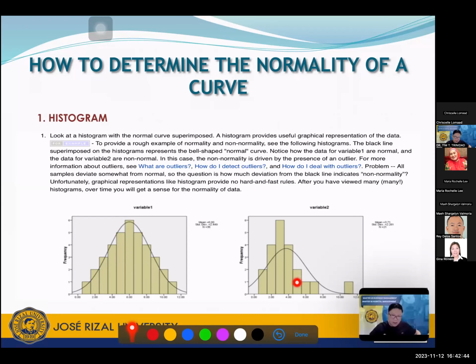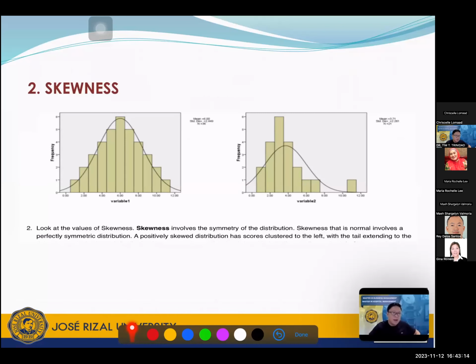Most probably positive. It is concentrated on the left. Your tail is pointing towards the right. So therefore, this is positively skewed. So now you know that your data is normal or abnormal. Then that will dictate the use of your statistical method, which one is appropriate for you to use to represent or to describe your data. Kaya nga natin kinakailangan malaman yung distribution.